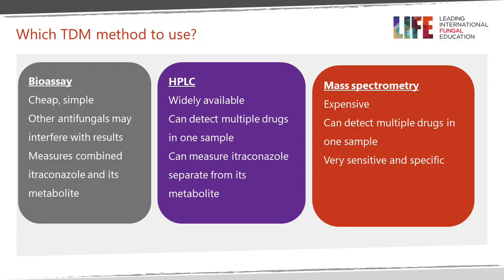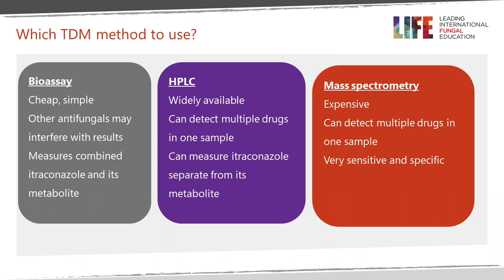Which TDM methods are out there? Bioassay is the most widely used. It's actually a cheap method and quite simple to perform. It has some drawbacks, for example, other antifungals that the patient has been on may interfere with the results of the test. And also, especially regarding itraconazole, it measures itraconazole combined with its metabolite, hydroxyitraconazole, so it measures the combined activity of the two drugs and not just itraconazole itself.